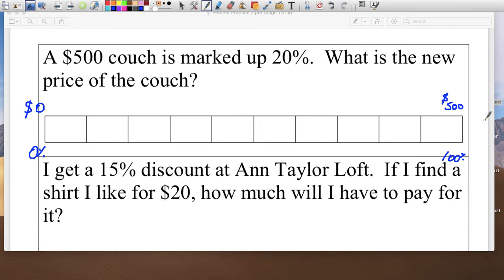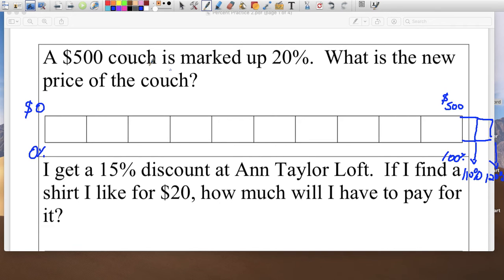I want to make some money. I want to sell it, and I'm going to increase the price by 20%. So I'm going to add. Each box represents 10%, right? So we're going to add 2 boxes. And I'm going to make them smaller because I don't have room, and neither do you. So each box represents 10%. This first box here is 110, and the second box represents 120%.